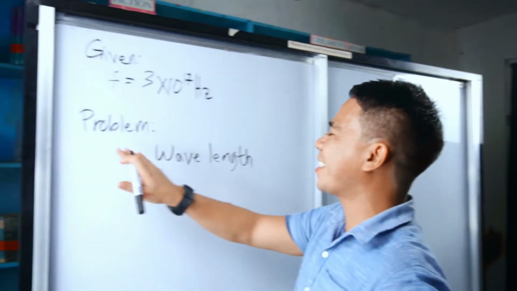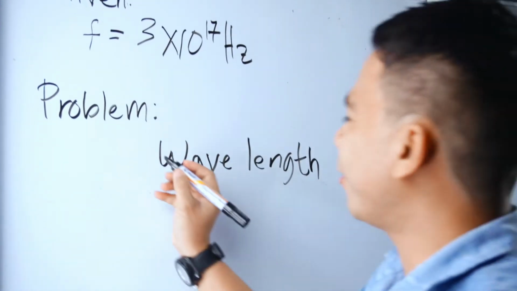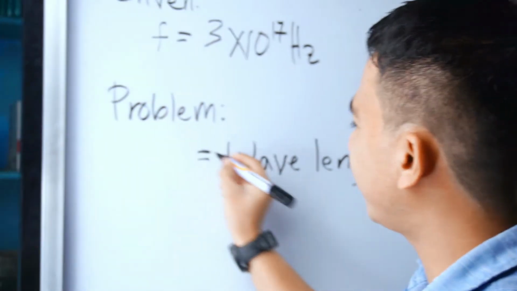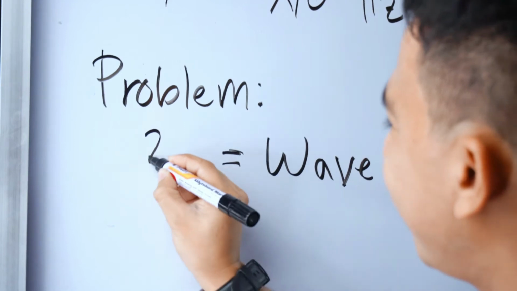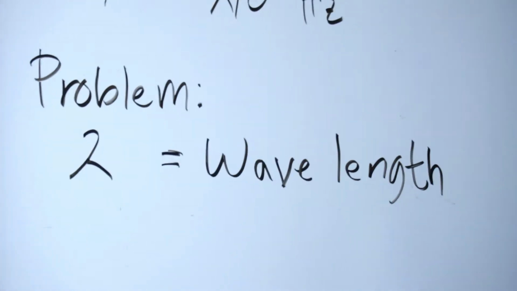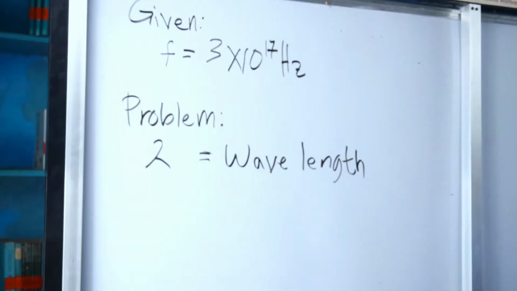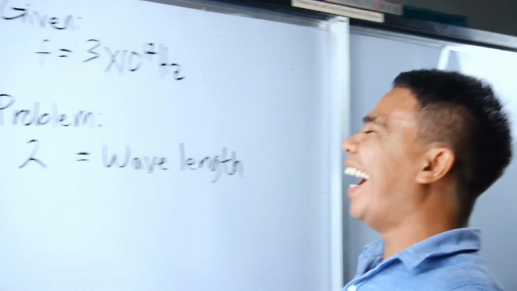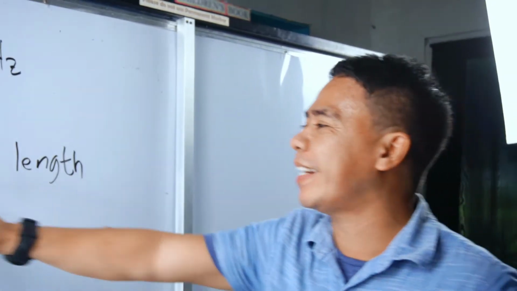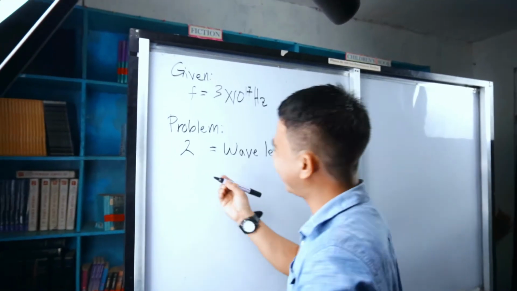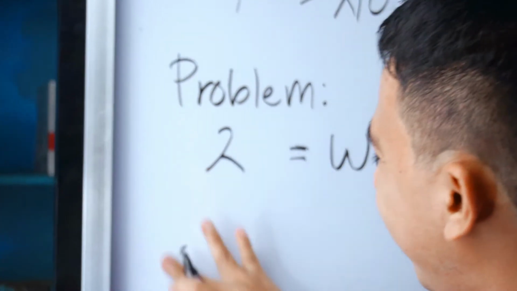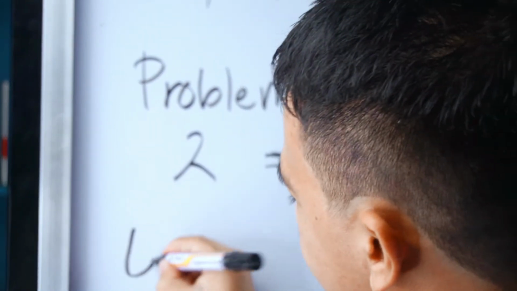So, the problem is the wavelength. What is the symbol for wavelength? Lambda. The problem is the wavelength, which is lambda. Next is the equation on how to solve the wavelength.